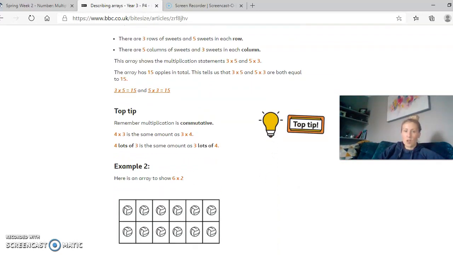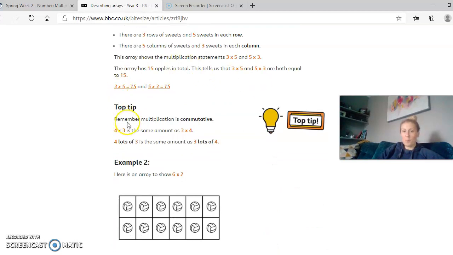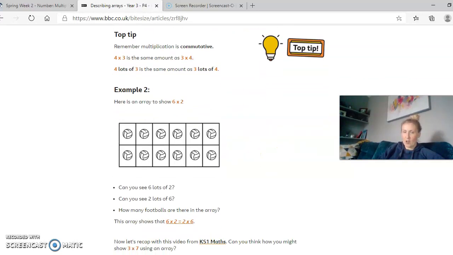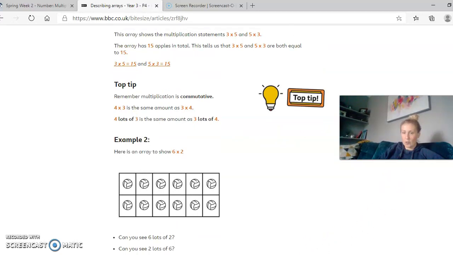Okay. So, oh, it says it here, top tip. Remember, multiplication is commutative. So 4 times 3 is the same as 3 times 4. 4 lots of 3 is the same as 3 lots of 4. Okay. Let's have a look at now your work for today.